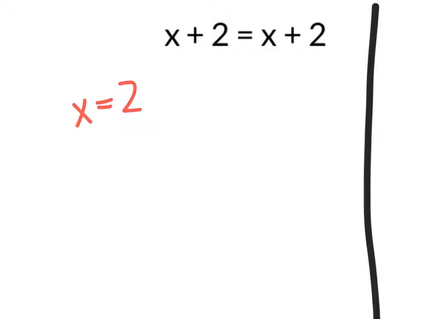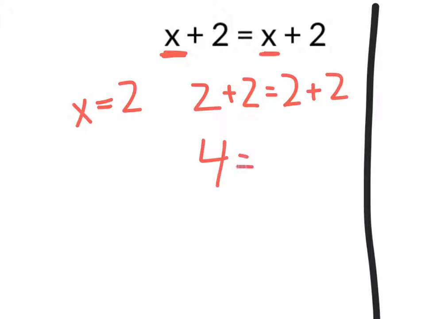Well, what if I plugged in x equals 2? Instead of x here, I'm going to put 2 plus 2 equals, and instead of x, 2 plus 2. That gives me 4 equals 4, which is also true. So which one is the solution? Is it x equals 3? Is it x equals 2?